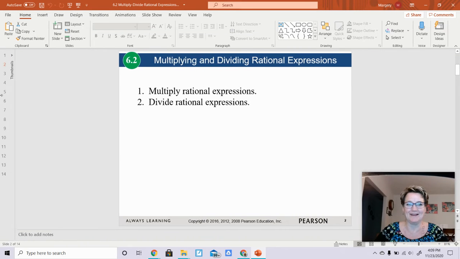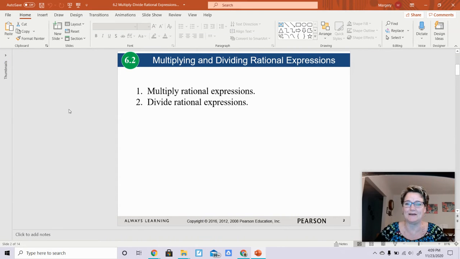Hi, we are working on 6.2, multiplying and dividing rational expressions. Please read through all the notes. I am going to be working on just the examples. Hopefully they will be helpful to you.